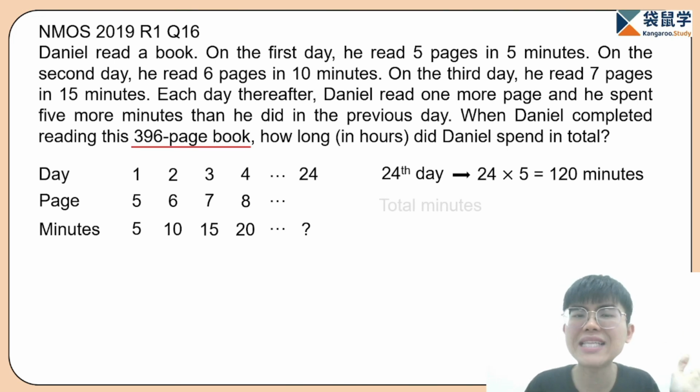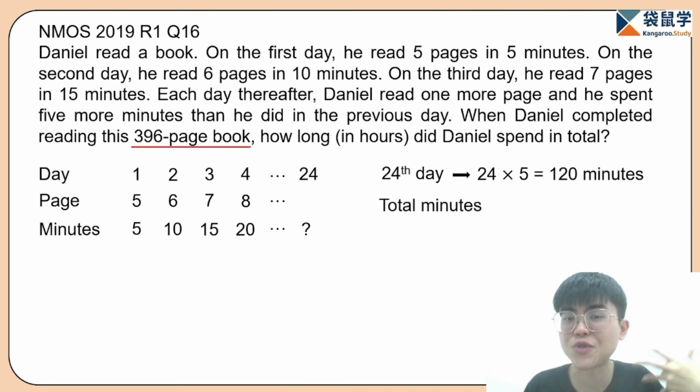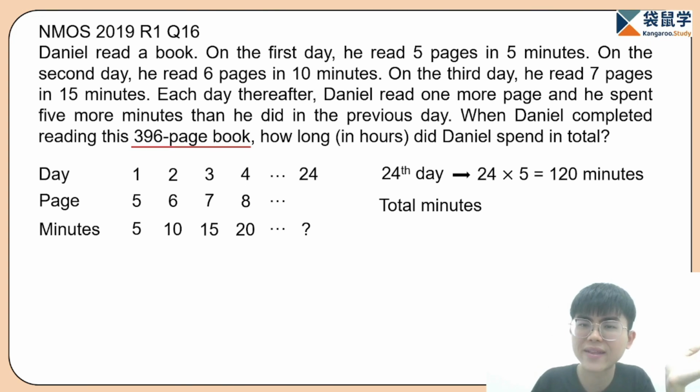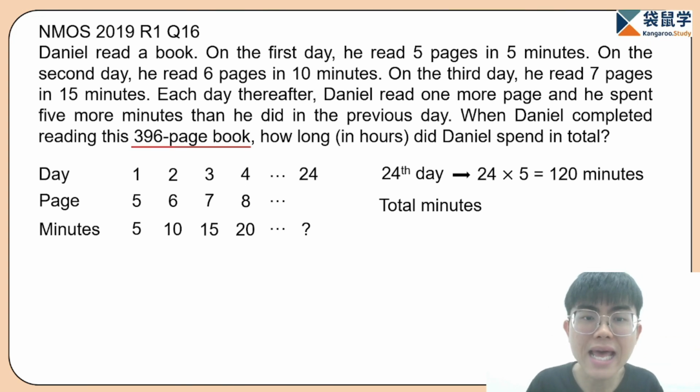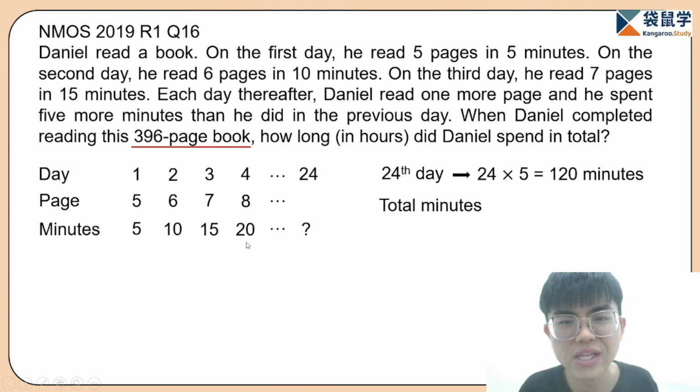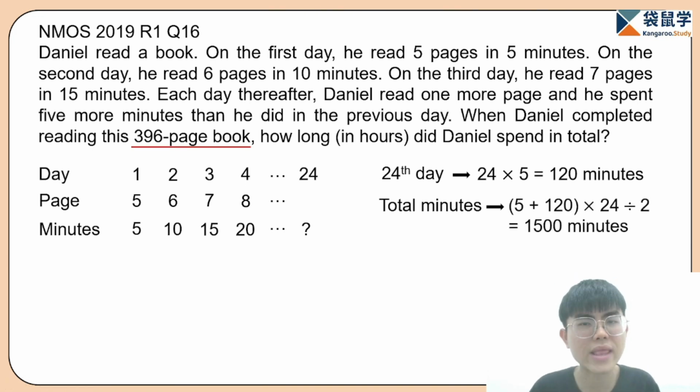Then we'll need to find the total minutes so that we can change it to hours. So how do we find it? You can see that the minutes are also an arithmetic sequence with a difference of 5. So for this, we just have to use the formula again, which is (5 + 120) multiplied by 24 and divided by 2, which is equal to 1,500 minutes.